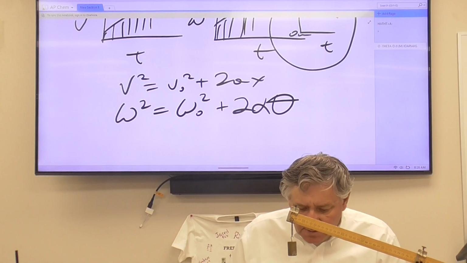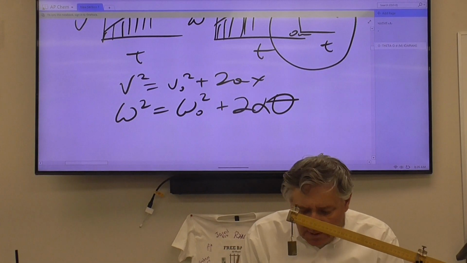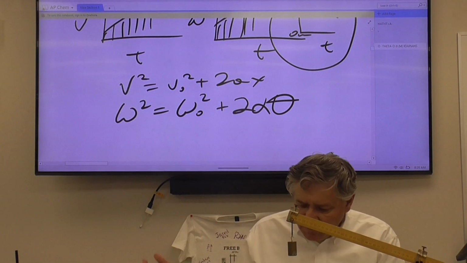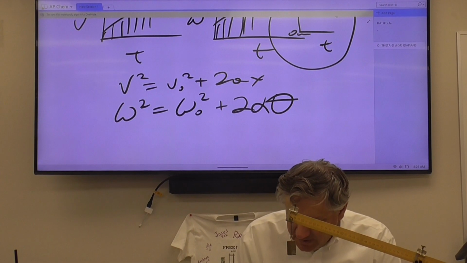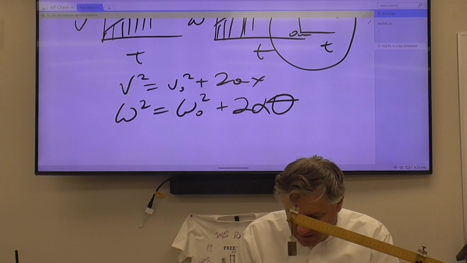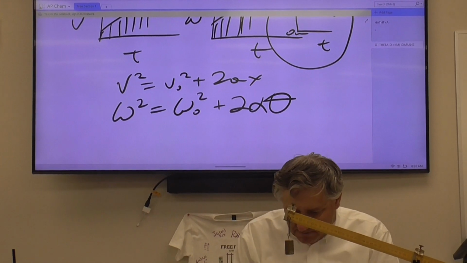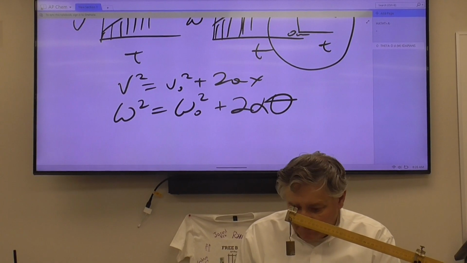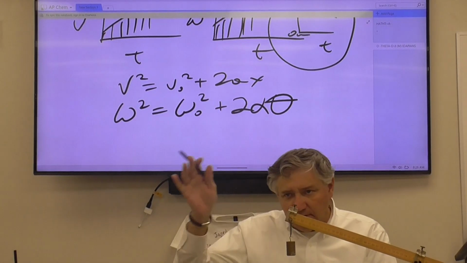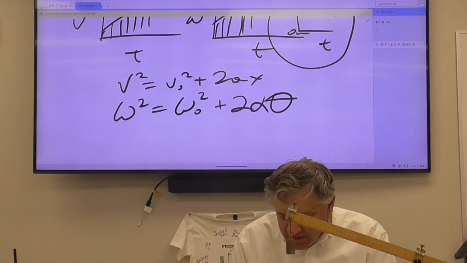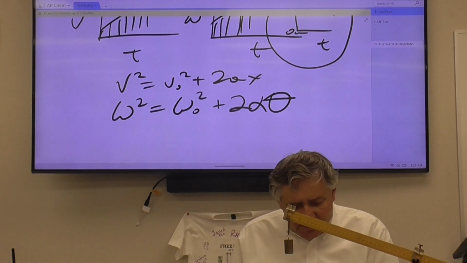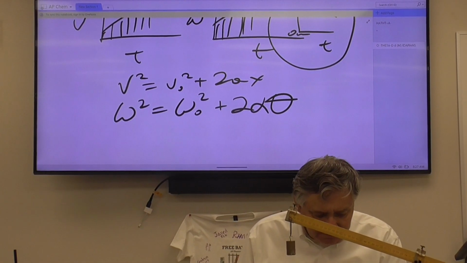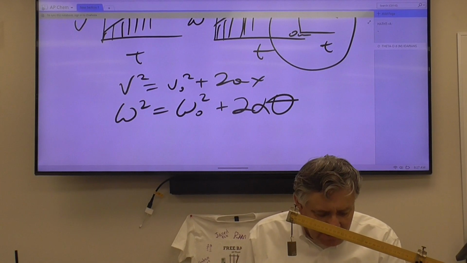So when you get to question number 8, spinning 50 radians per second, it's accelerating at 5 radians per second squared for 12 seconds. What's the angular velocity? Through how many revolutions will it move? Make a sketch of the angular velocity versus time graph. Okay, this is just a sketch.